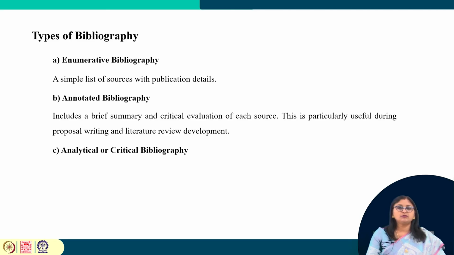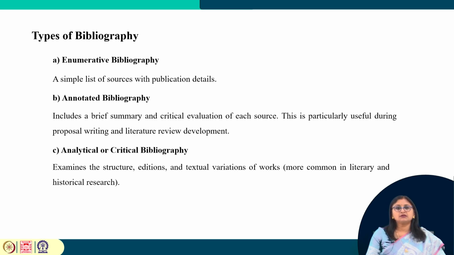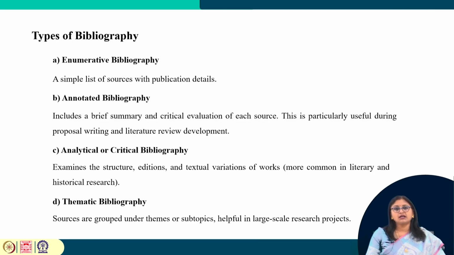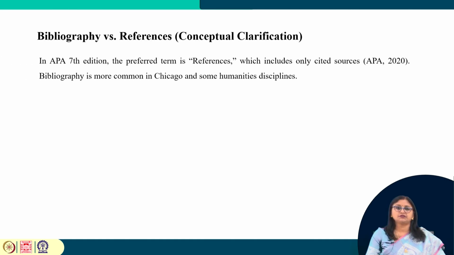The third type of bibliography is analytical or critical bibliography. It examines the structure, editions and textual variations of works, more common in literary and historical research. And the fourth one is thematic bibliography. Sources are grouped under themes or subtopics, helpful in large scale research projects. So, there are four types of bibliography, and now the bibliography versus references, for conceptual clarification.